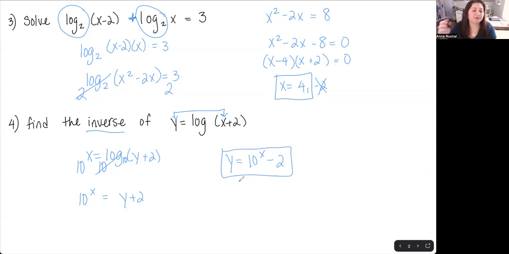So when you're looking for an inverse, step one is make sure you're replacing the x and y, and step two is get y by itself.